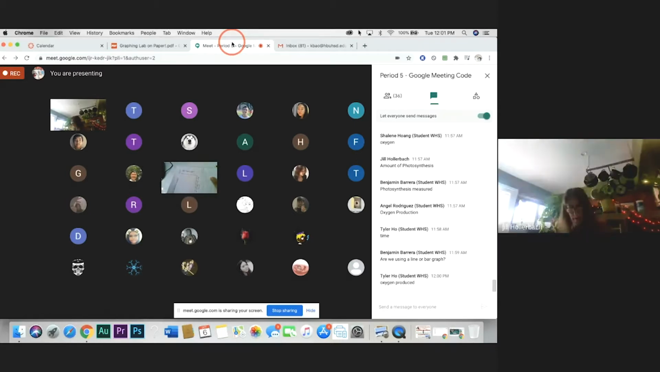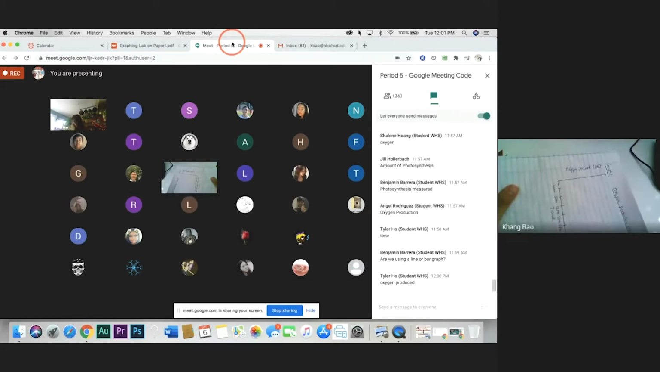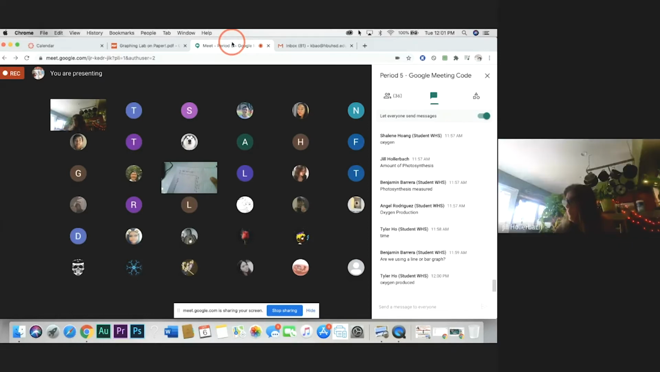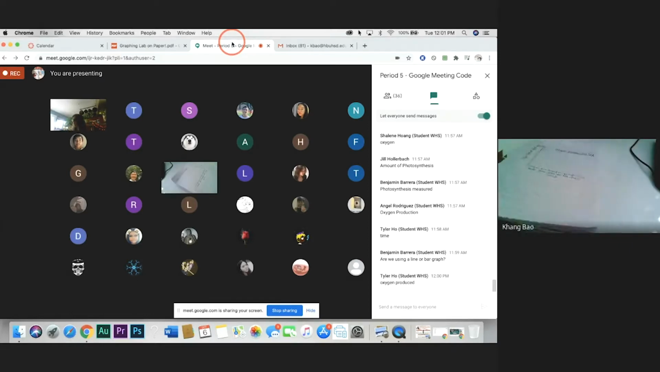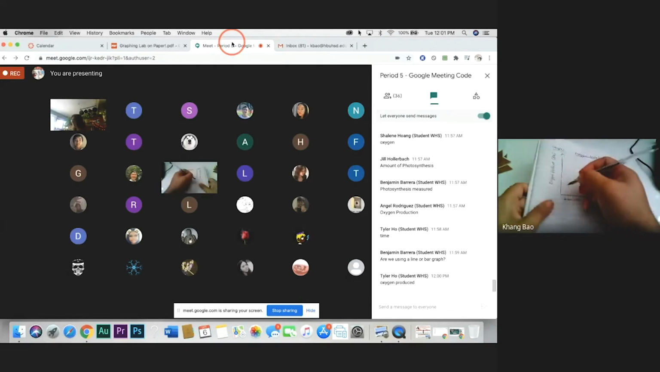Okay? So right now, like Benjamin was asking, is it a line graph or bar graph? Right now, we're labeling the graph first. Every graph you do, you have to label first. You don't just go in and start graphing, right? You need to label it. And then we're going to highlight the horizontal line.